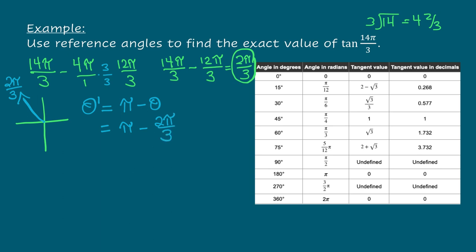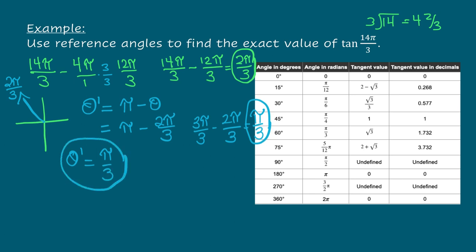I need to get a common denominator here. So I'm going to multiply pi by 3 over 3, which is going to give me 3 pi over 3 minus 2 pi over 3. So I end up with pi over 3 as my reference angle. All right. So the reference angle is pi over 3. Almost there. Seems like a lot of steps.